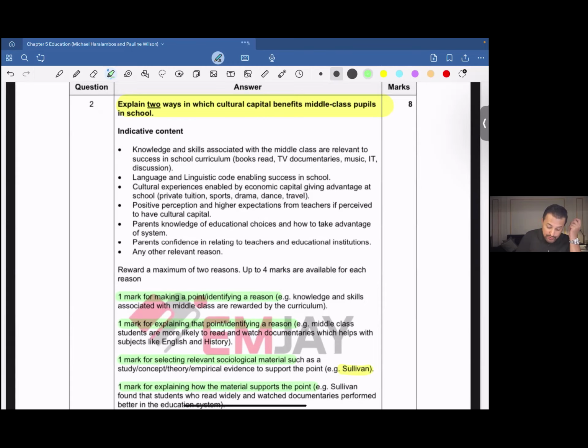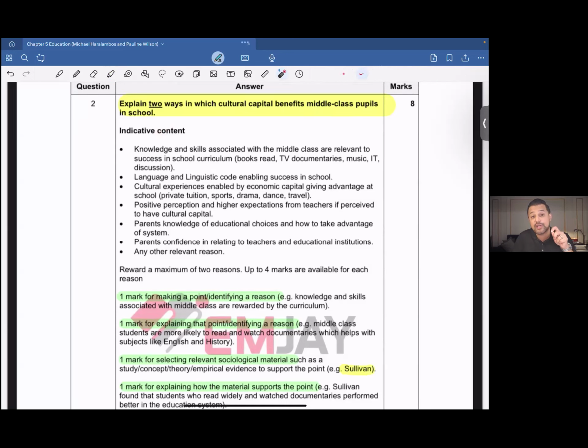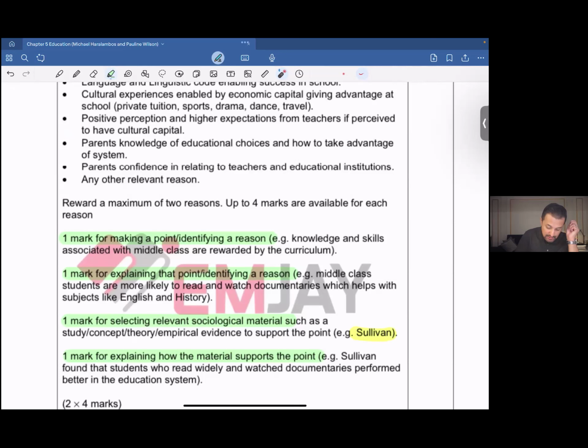Now, if you read the question again, the question reads, explain 2 ways in which cultural capital benefits middle class pupils. So you could always use Sullivan's example over here. Let me just highlight this and then read it out for you. You could say, here you go. So you could say, knowledge and skills associated with the middle class are rewarded by the curriculum. For instance, middle class students are more likely to read and watch documentaries, which helps with subjects like English and history. And then you could provide relevant sociological material over here by writing down about Sullivan. And what you could write could be, Sullivan found that students who read widely and watched documentaries performed better in the education system, again through the GCSE examination results.